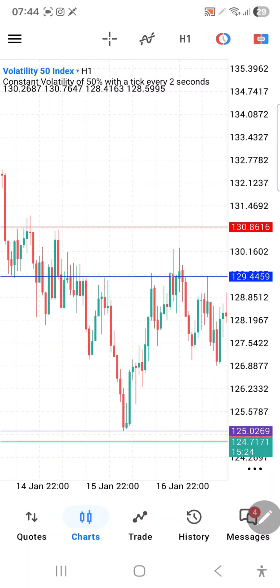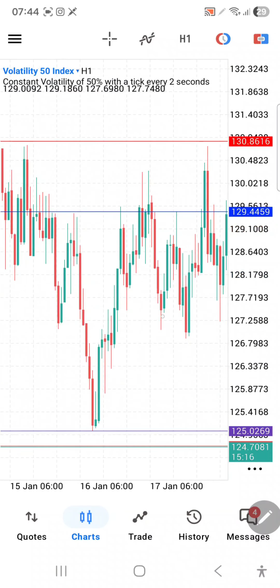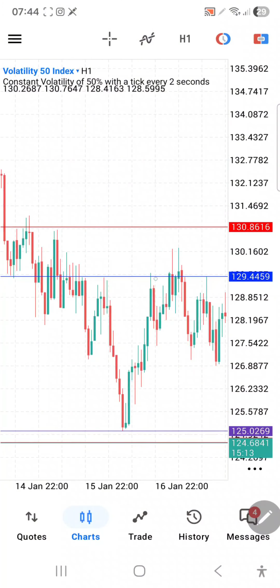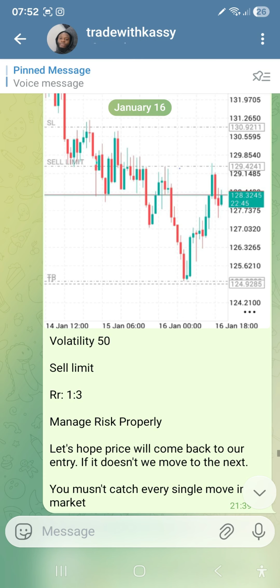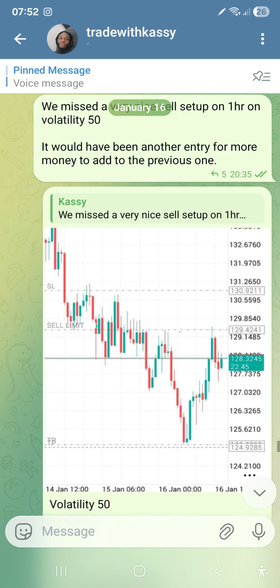So my entry was here, the high that was swept by this guy, and I used this as my liquidity. When I saw the trade, it was late, price had tapped on it. Look at when I shared the trade with my students, and you could see me telling them that we missed an opportunity here on this trade. But if in any way price reverses, it's fine. This was me when I was telling them.